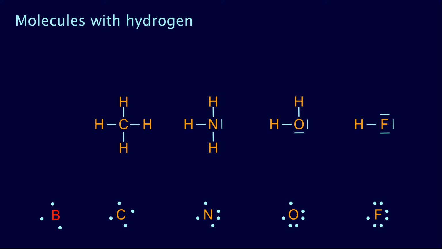Except for the fluorine compound, all other compounds here are pretty common compounds. So the molecule with 1 carbon atom and 4 hydrogen atoms is called methane. The molecule with 1 nitrogen atom and 3 hydrogen atoms is called ammonia. And the compound with 1 oxygen atom and 2 hydrogen atoms, this is called water.